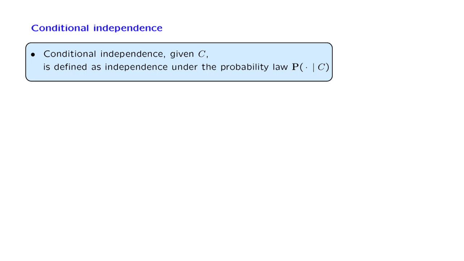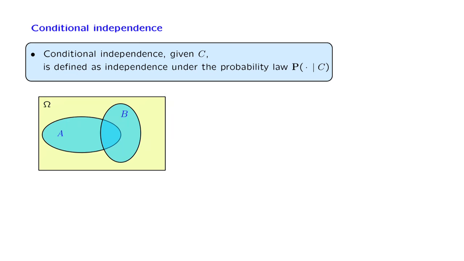Suppose that we have a probability model and two events, A and B. We are then told that event C occurred, and we construct a conditional model. Conditional independence is defined as ordinary independence, but with respect to the conditional probabilities.